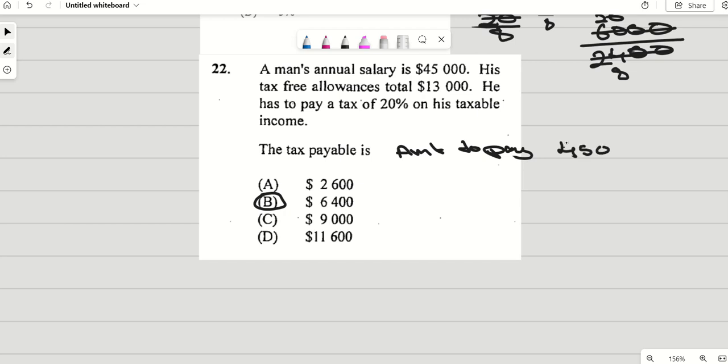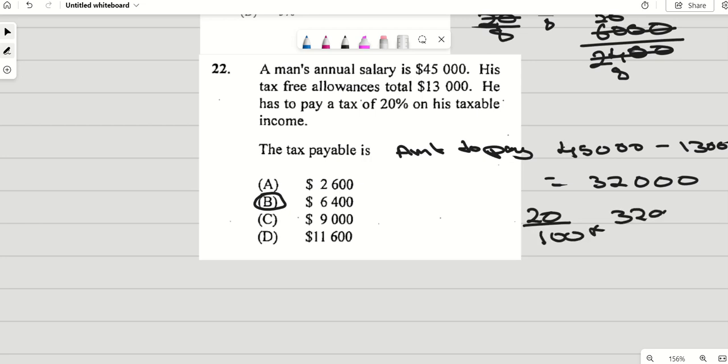That would be 45,000 minus 13,000, which is equal to 32,000. And then you have to find 20% of that. 20 over 100 multiplied by 32,000. 20 into 20, 20 into 100, 5 into 32, 5 into 5, 1, 5 into 30 is 6, remainder 2, 400. So the answer is 6,400. And that is the end of January 2016, numbers 1 to 22.